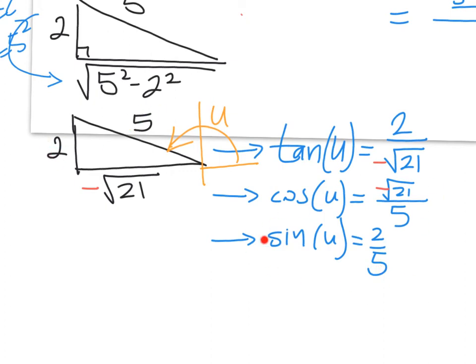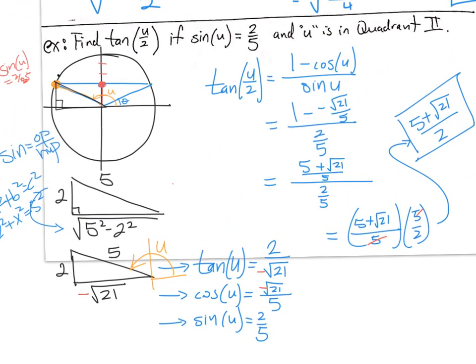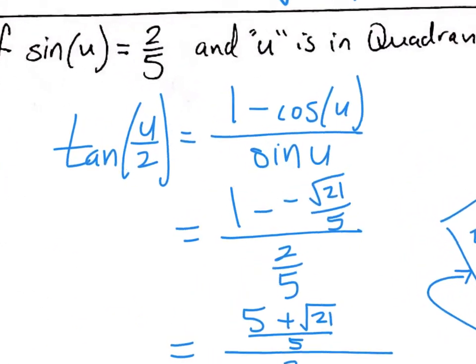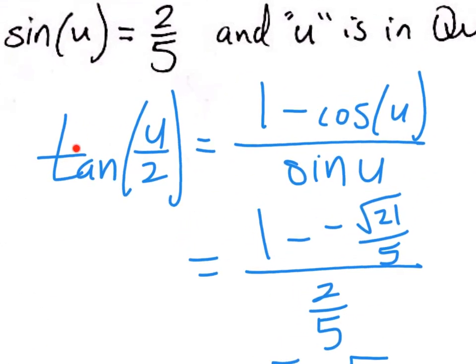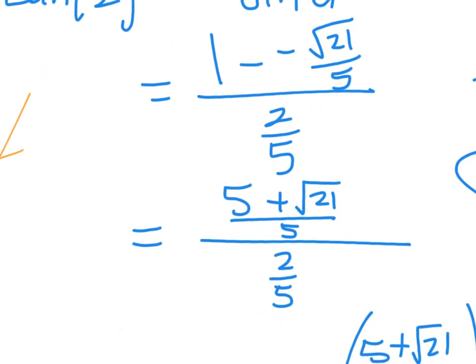Okay, so we can use this information and plug into the half angle identity that we have. The half angle identity is that the tangent of u over 2, which is what the question is asking for, is 1 minus cosine u over sine u. So from that information down there, we know that the cosine is negative root 21 over 5, and we know that the sine is 2/5. So boom, that's our answer, that's a number. The rest is just simplifying. So this turns into this.